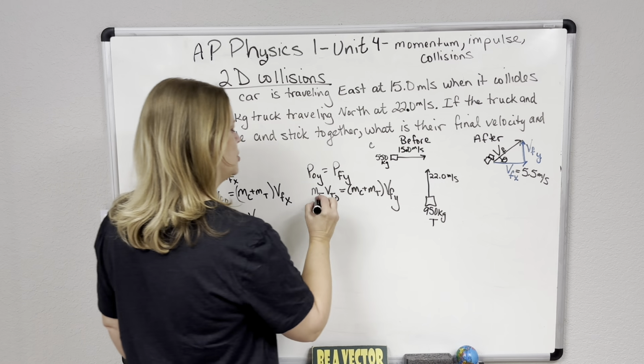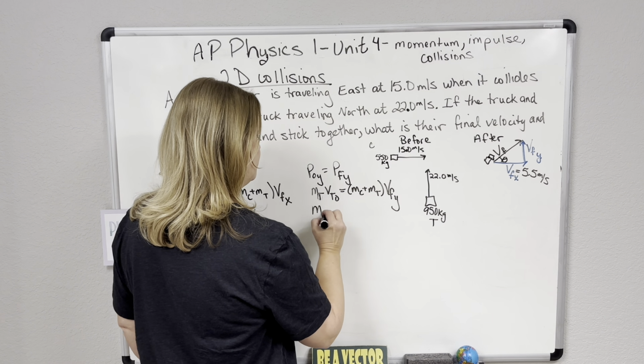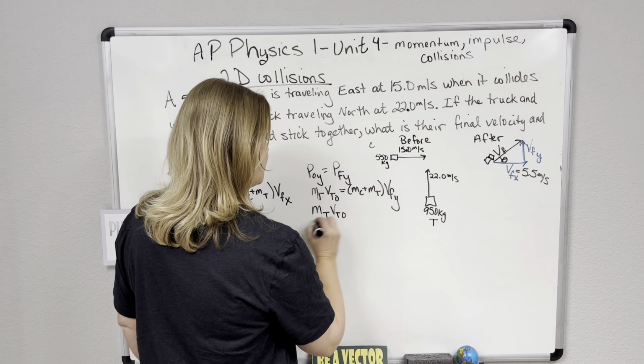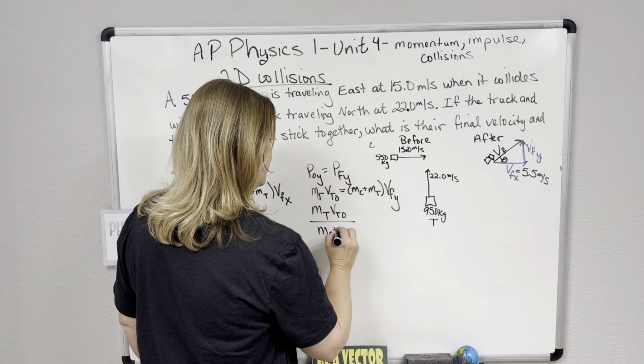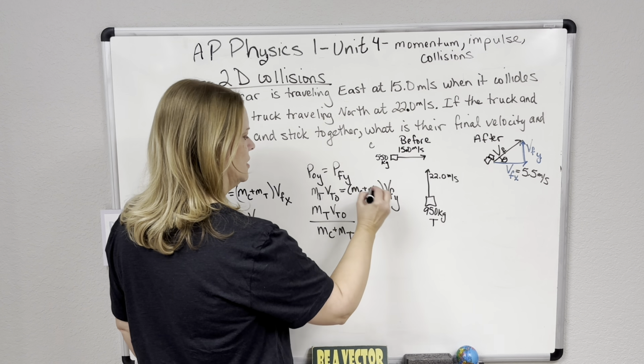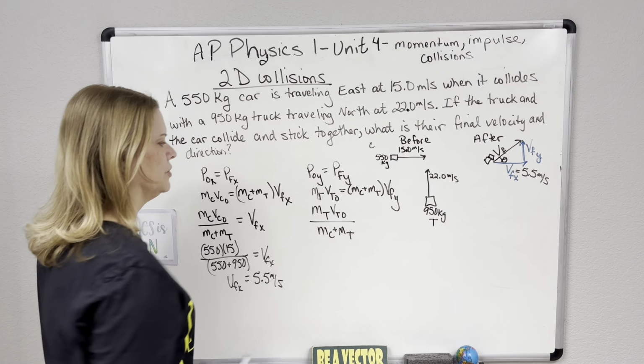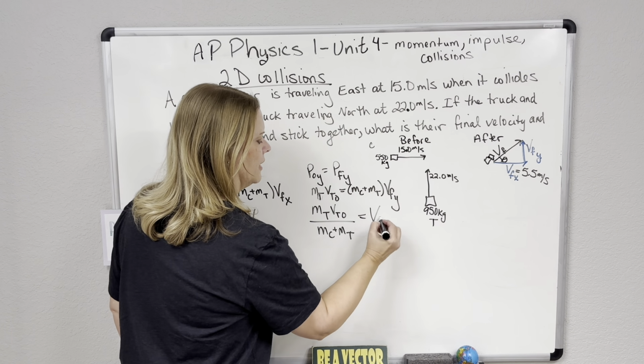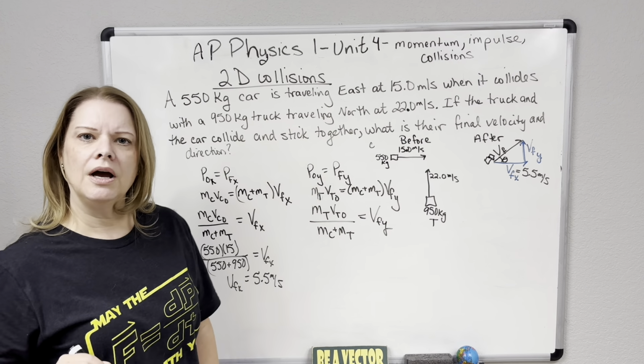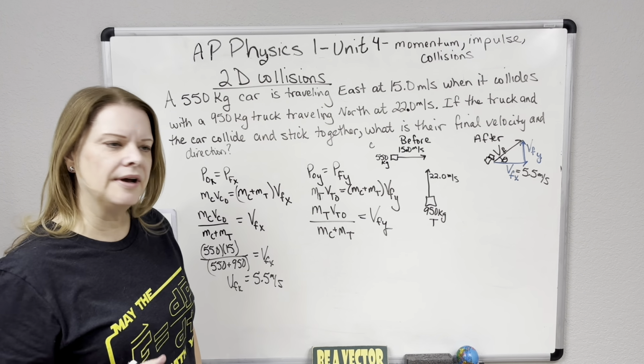All right, I'm going to plug and chug now. Well, let me go ahead and solve with variables with an expression first. All I did was divide both sides by the mass of the car plus the mass of the truck. And that's going to equal your final velocity in the y. All right, so far so good, I hope.